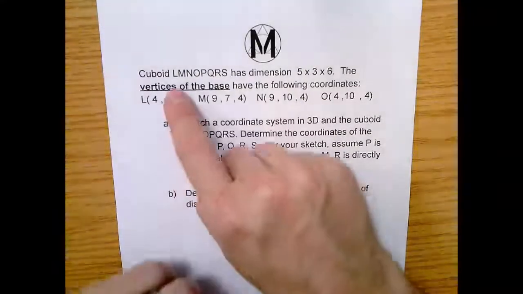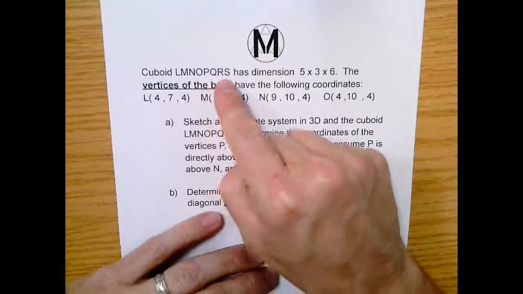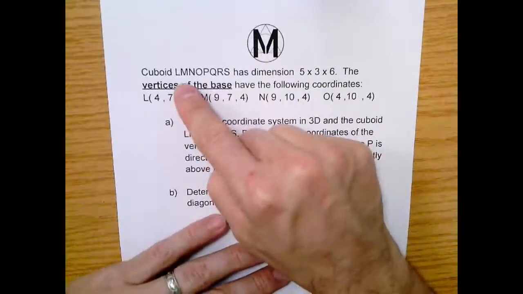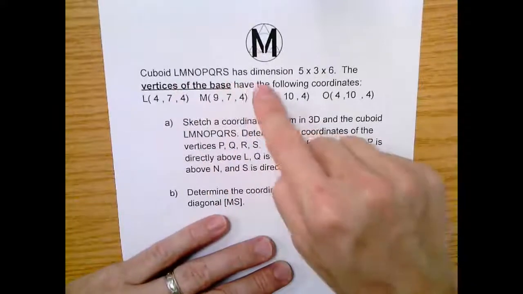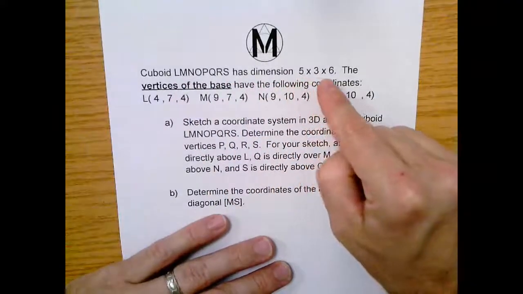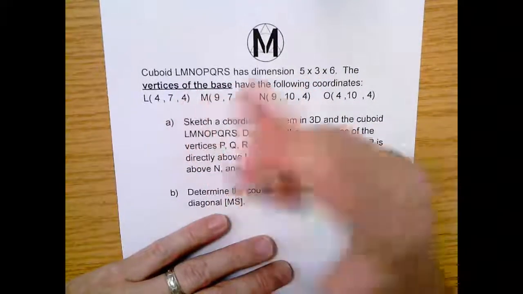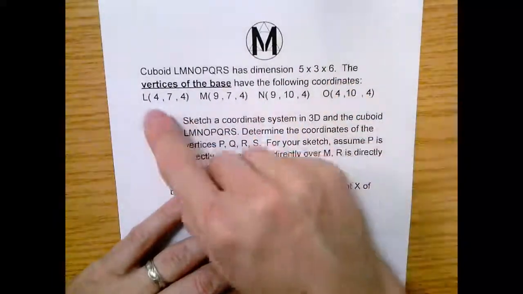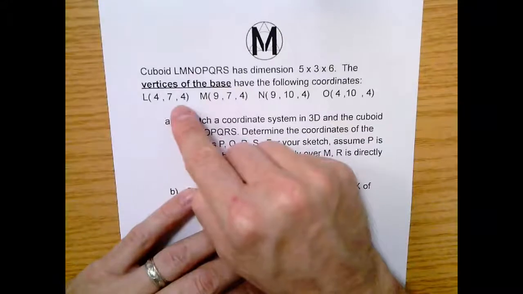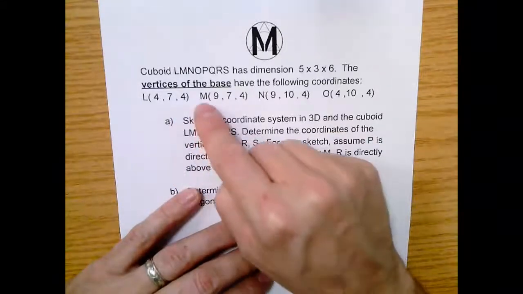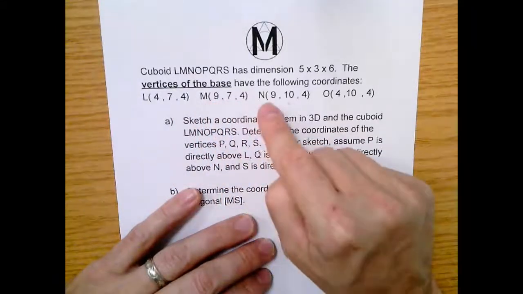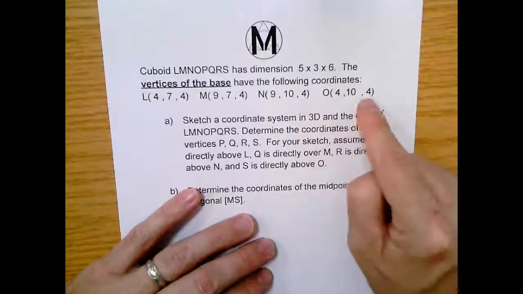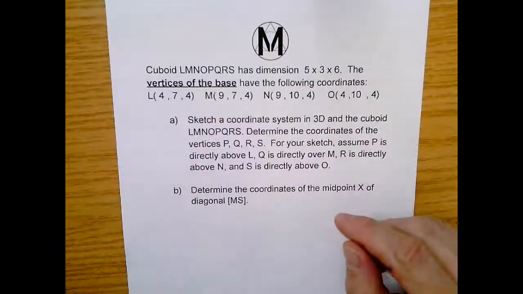It says here, cuboid LMNOPQRS has dimensions 5 by 3 by 6. And the vertices of the base, that would be the bottom of the cuboid, have the following coordinates. These are our XYZs. L is at (4, 7, 4), M is at (9, 7, 4), N is at (9, 10, 4), O is at (4, 10, 4). Okay, so we got the points of the base, or the bottom.